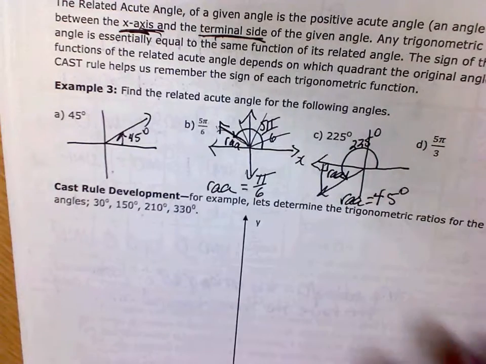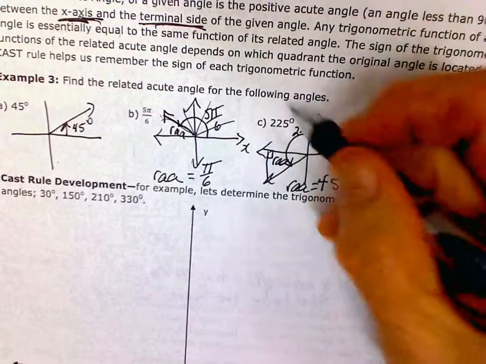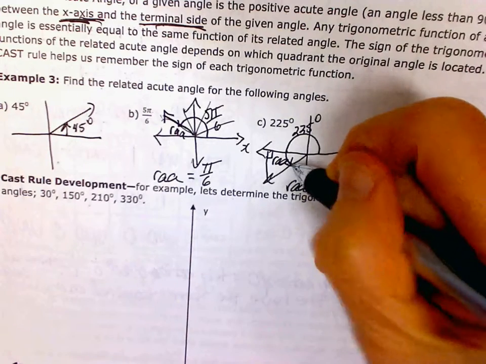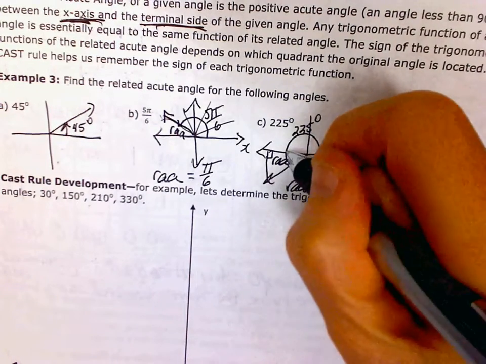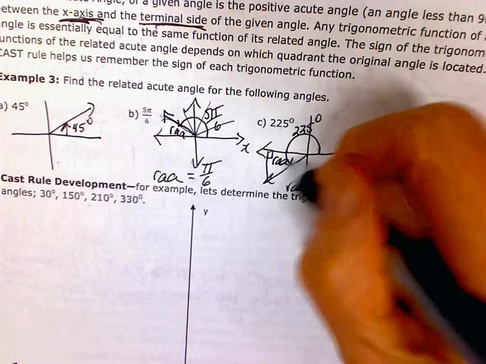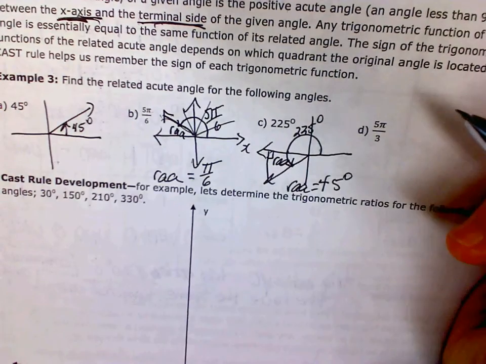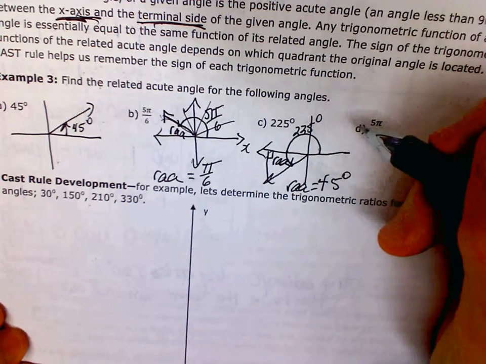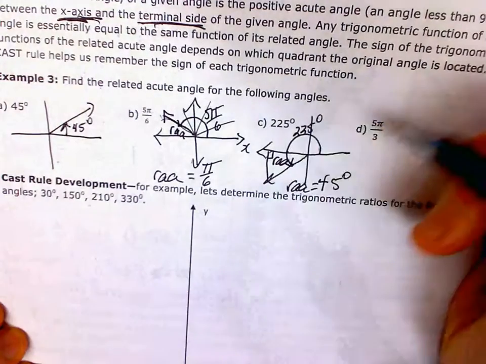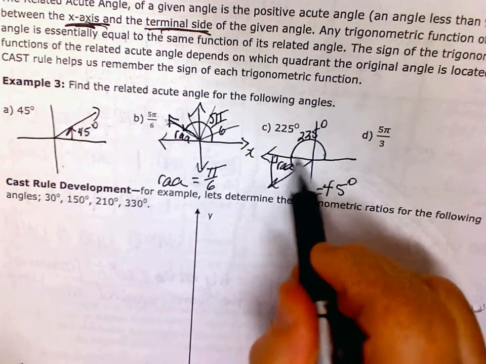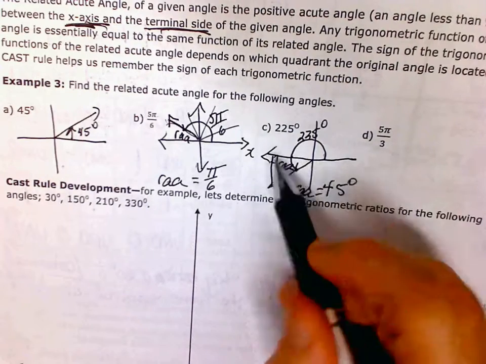45 degrees. Because 225 is 180 plus 45. So the related acute angle is 45. So is it the amount after 180? Yes, it's the amount after 180. It's always the angle between the x-axis and the terminal arm.